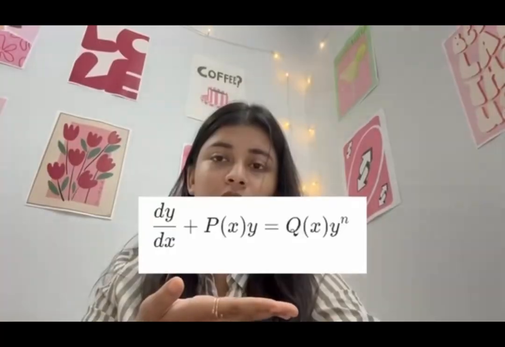If we can apply a substitution to remove that mess and rewrite it in a linear form, that's what we call reducible to linear. Now let's understand with an example. So here's a classic example. Do you see this equation?